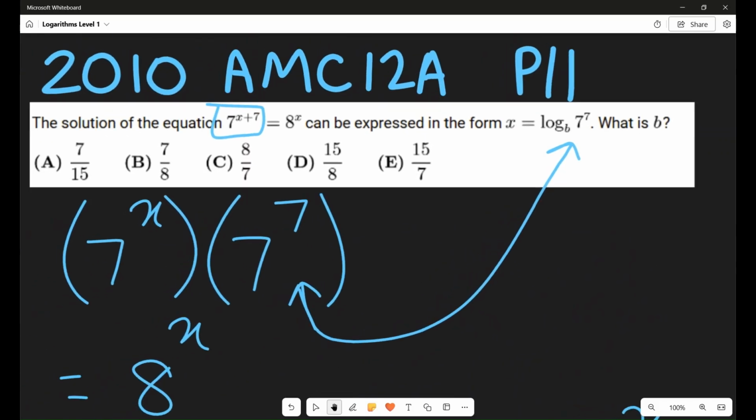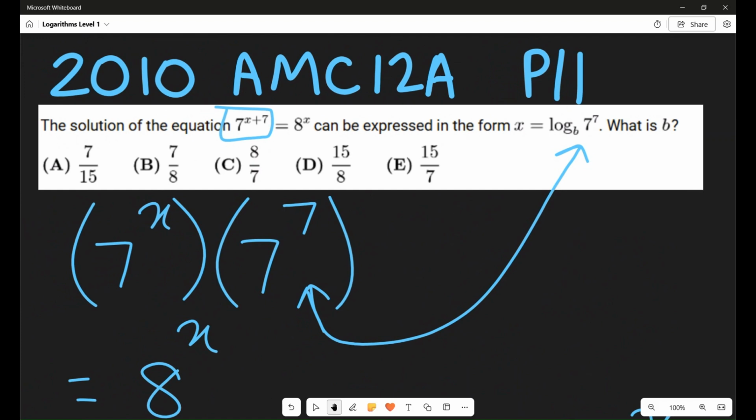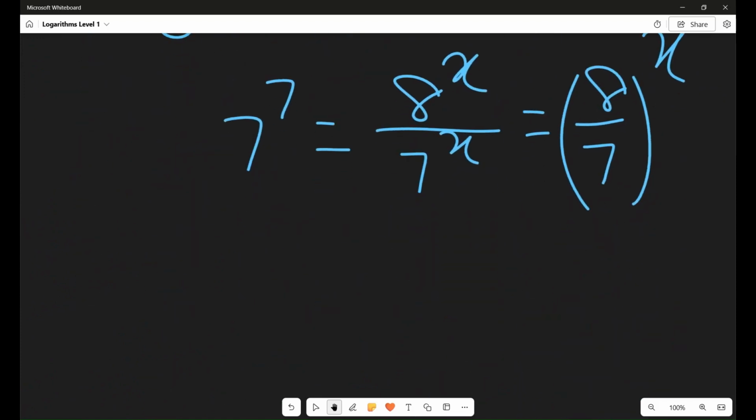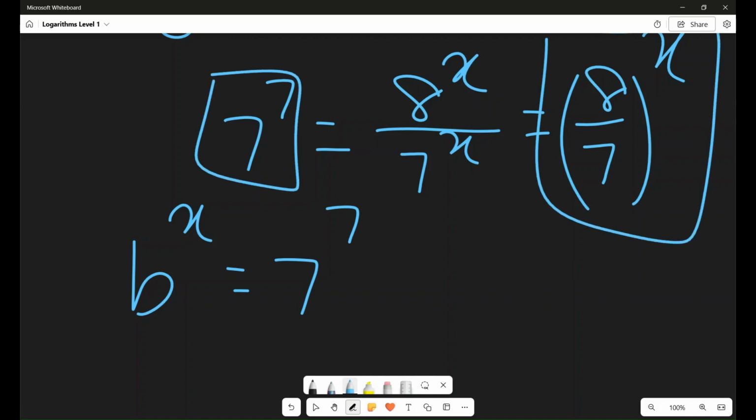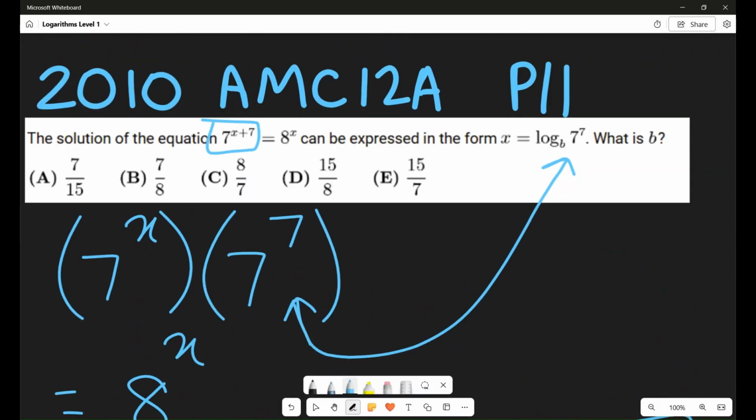Now we go back to the problem, and we see that x is log base b of 7 to the 7. So that basically means that b to the power of x is equal to 7 to the 7. And that's exactly what we have right here, right? So b is just equal to 8 over 7, and that is option C. So the big idea there was finding that 7 to the power of 7 and then isolating it. And then from there, it was just a simple conversion from exponent form into log form and vice versa.